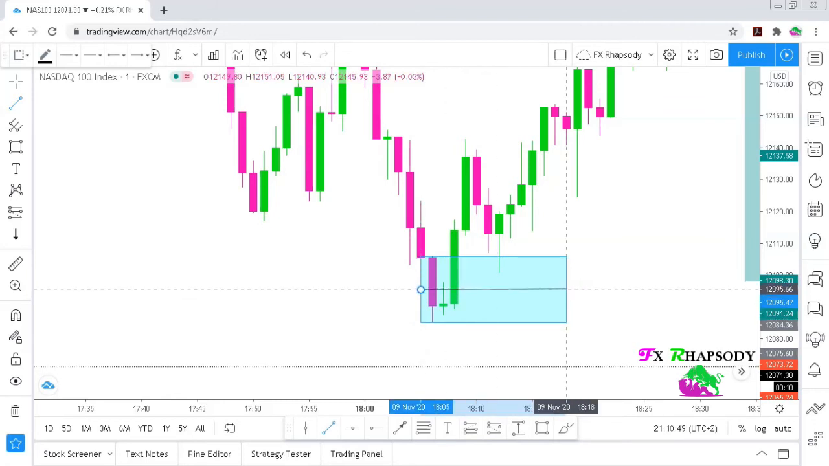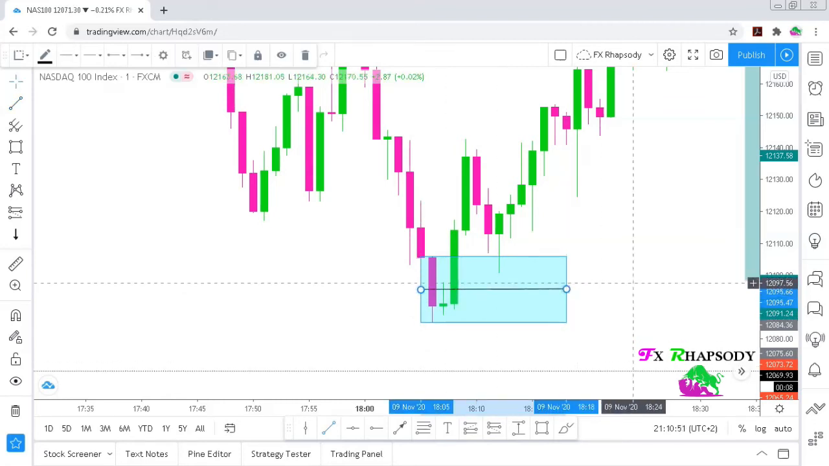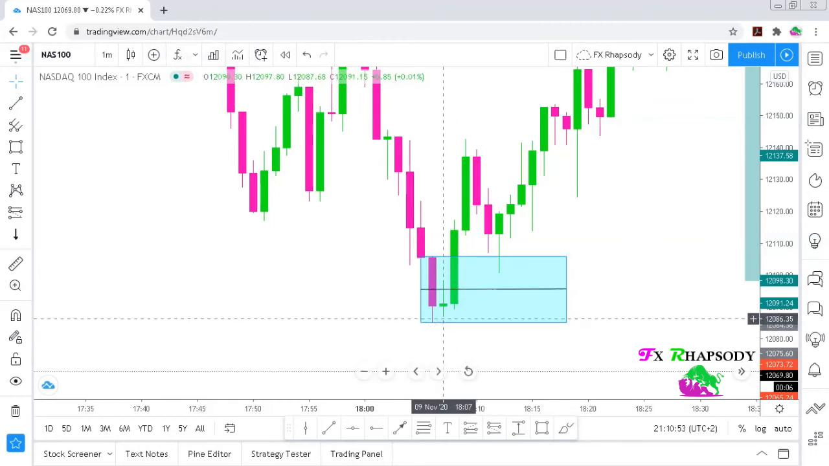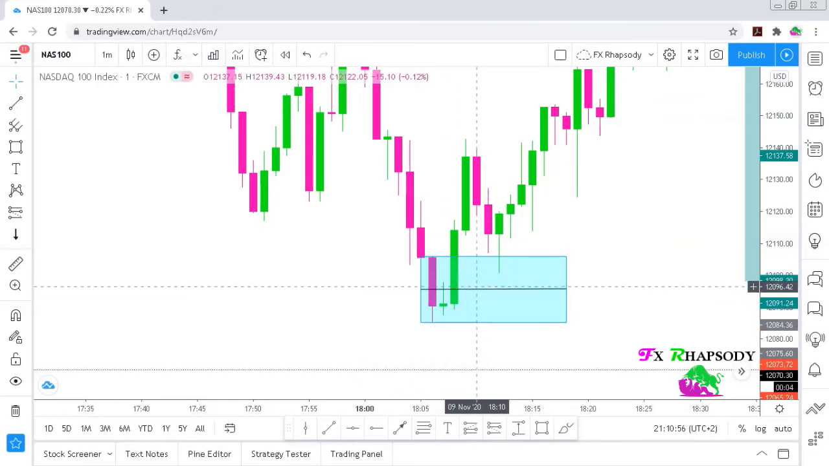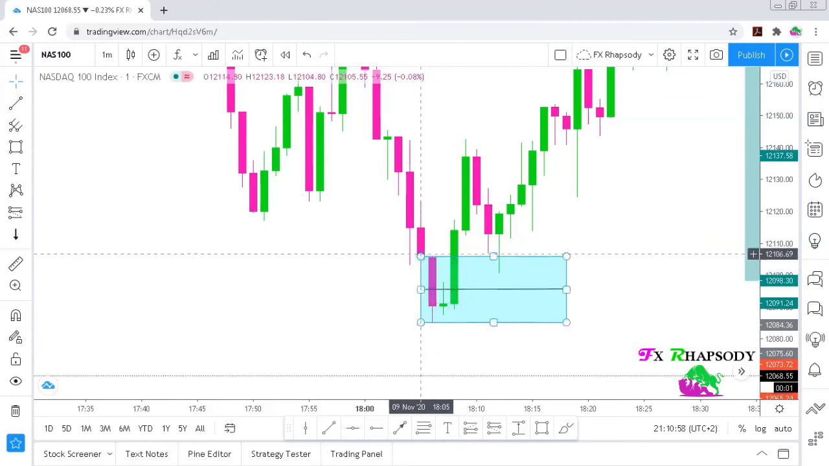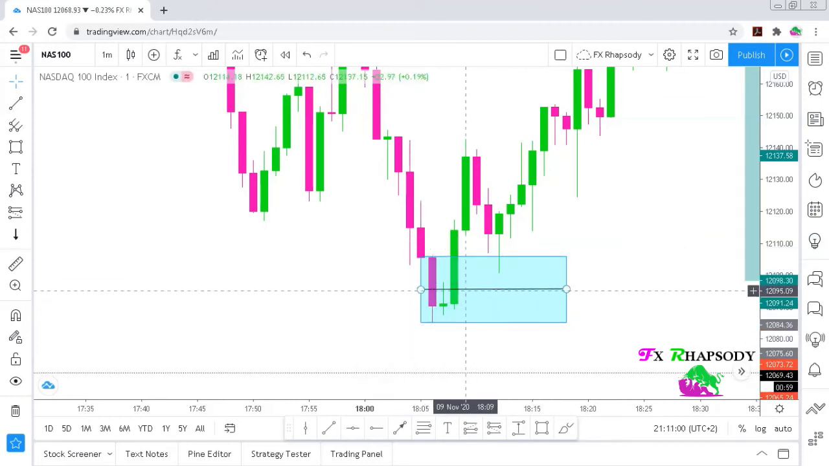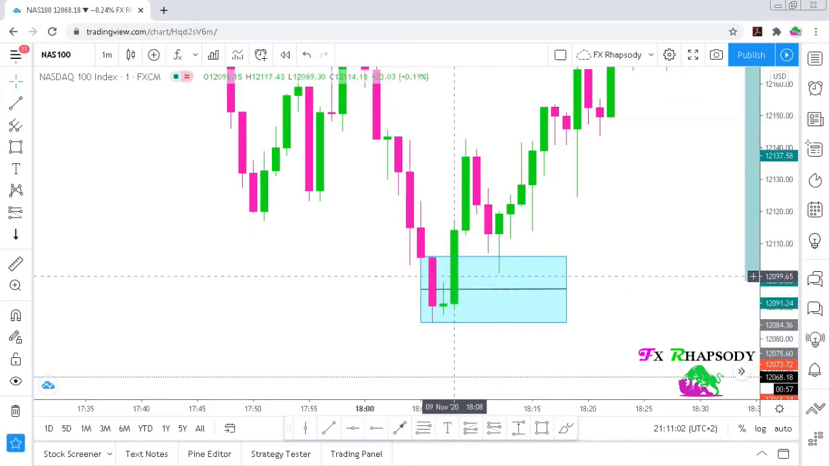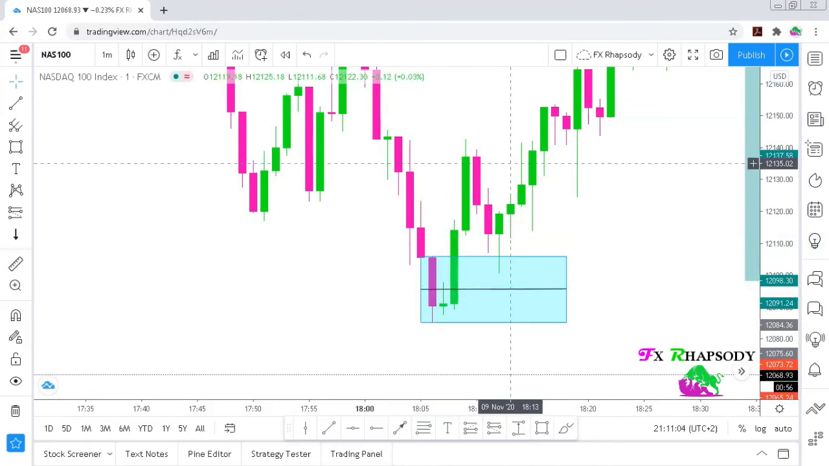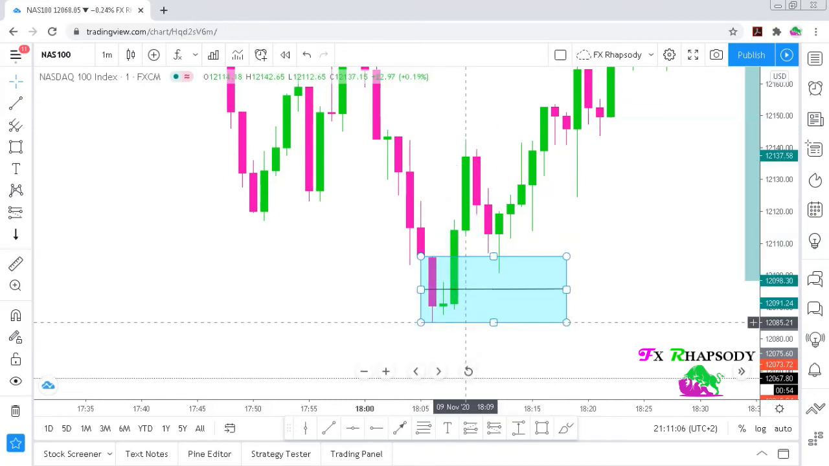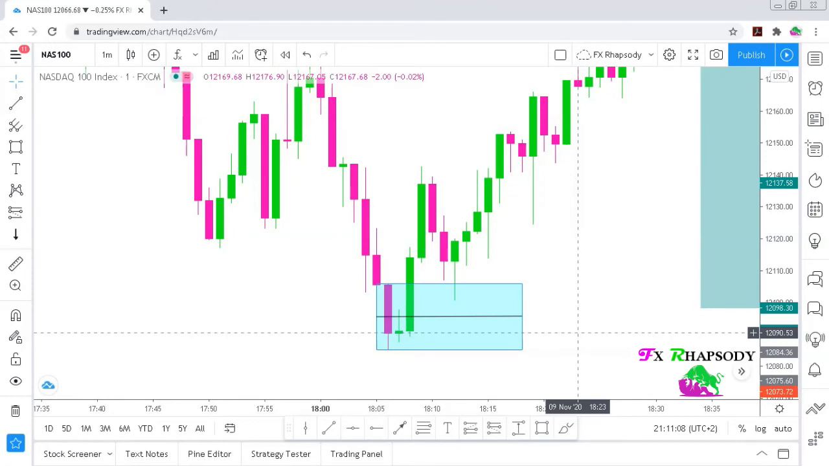Now guys, bear in mind that this is 1 minute. Candles move fast, so basically you need to do this fast. As soon as this happens, you need to start drawing your box, because the candles aren't going to wait for you. You need to start drawing it fast and practice this. Practice this the whole time, and you will see how quick you get.